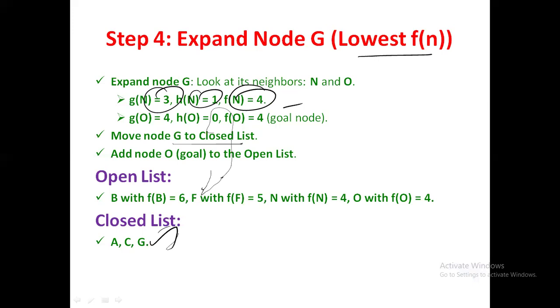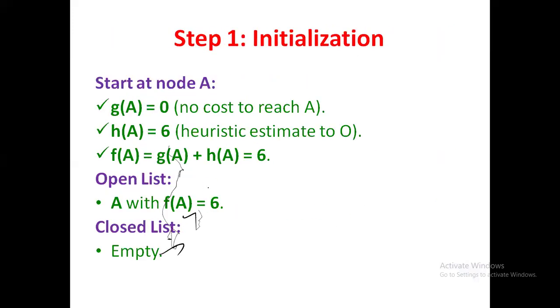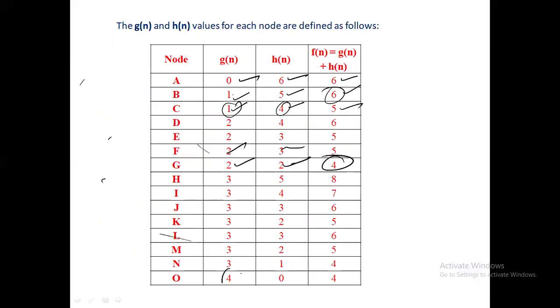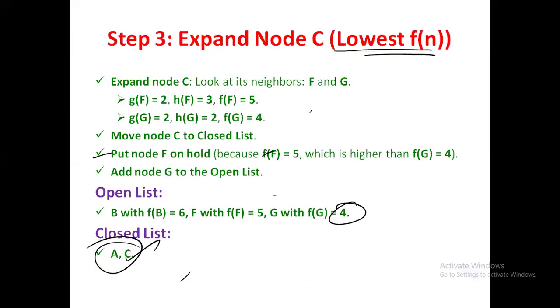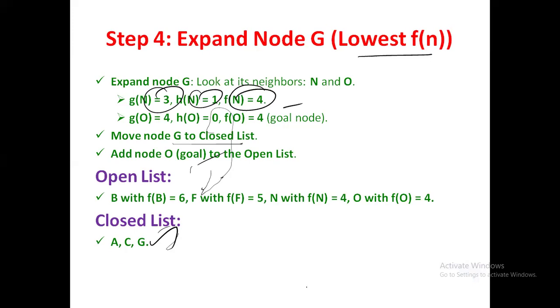The cost to reach the goal node: in this case, with a heuristic estimate of h(n) equal to 4, f(n) is equal to 4. The goal node is O. What is the value of g(O)? It is 4. And the heuristic estimate here is given as 0. So 4 plus 0 is equal to 4.